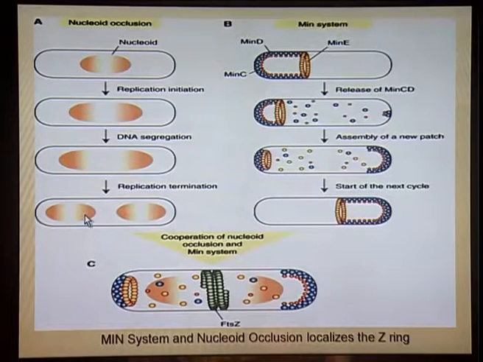The NO effect will prevent it. But once the cell has replicated its chromosome and segregated, this mid-cell area now has no NO effect. Okay. So, then the FTZ ring can form here.